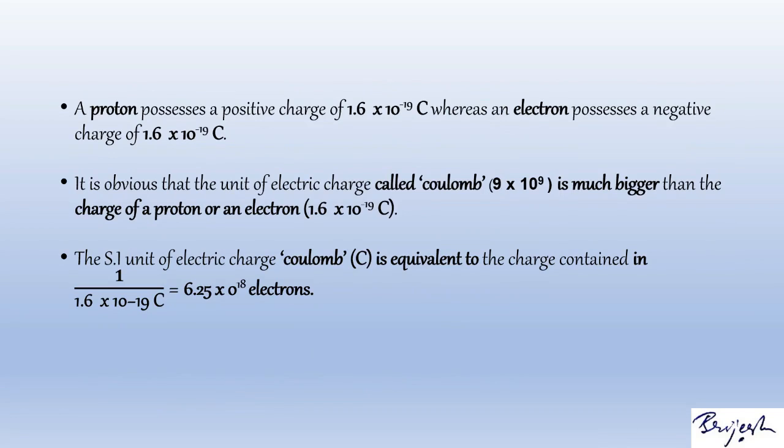A proton possesses a positive charge of 1.6 × 10^-19 coulomb, whereas an electron possesses a negative charge of 1.6 × 10^-19 coulomb. It is obvious that the unit of electric charge, called coulomb, is much bigger than the charge of a proton or an electron. Thus, the SI unit of electric charge, that is coulomb, is equivalent to the charge contained in 6.25 × 10^19 electrons. Thus, coulomb is a very big unit of electric charge.